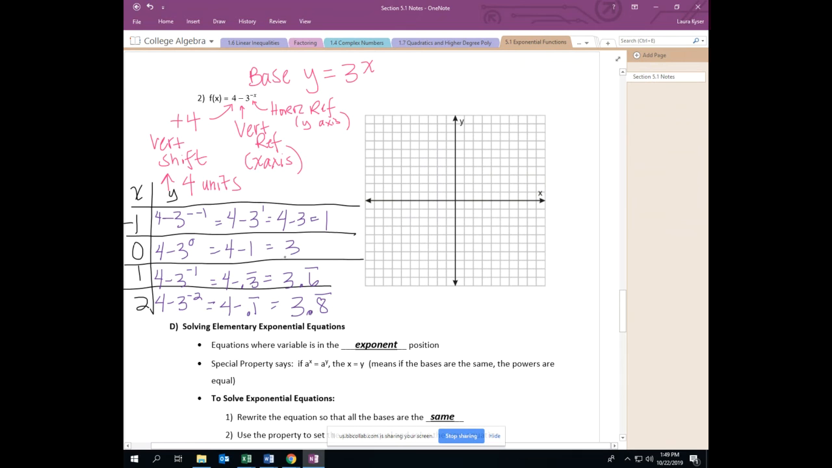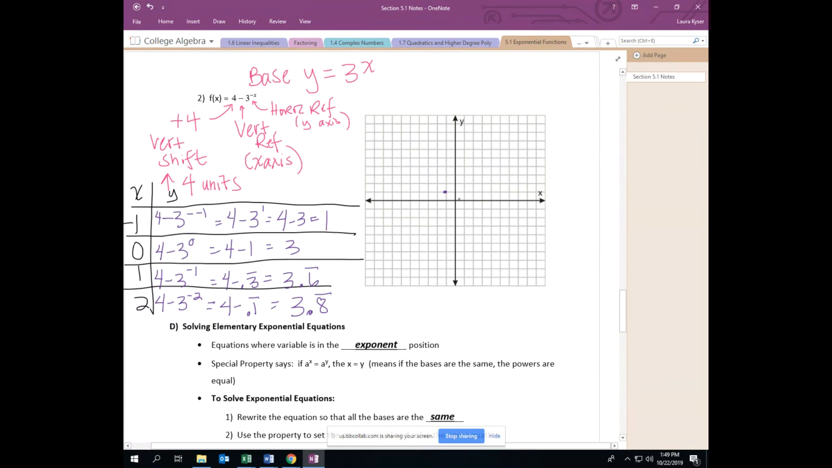And now we have an idea of how this is going to look because it's starting to flatten out here. We're not getting much bigger as we go. You're going to see that that's exactly what this would have done. So let's plot these points and see what they look like. We've got -1 is at 1.